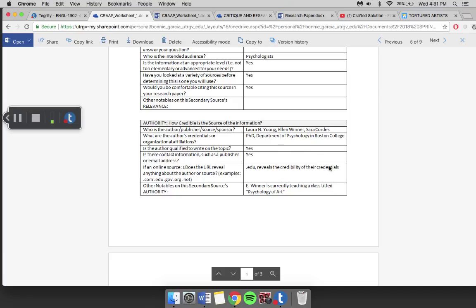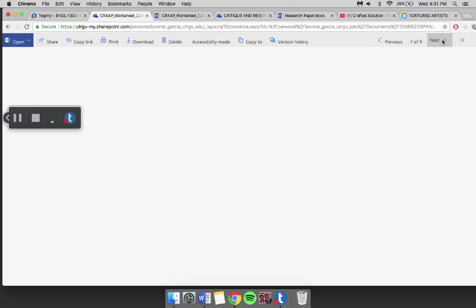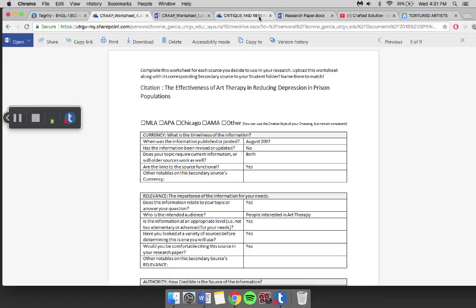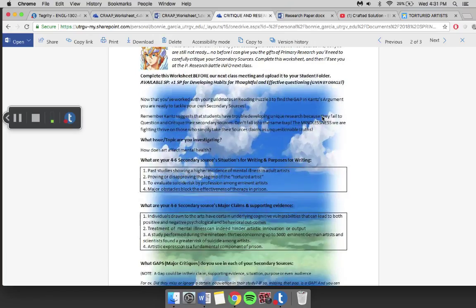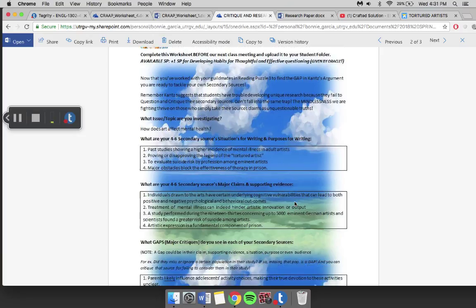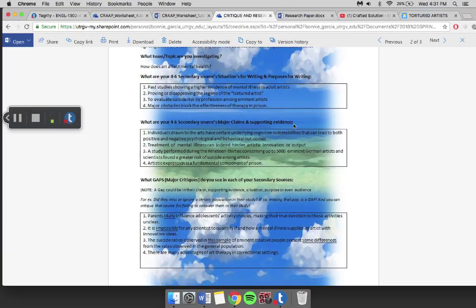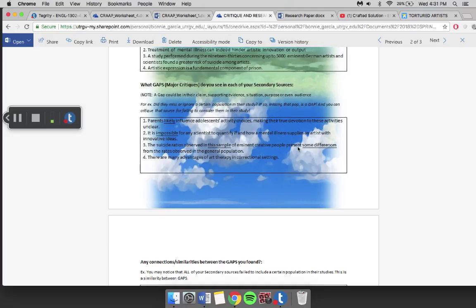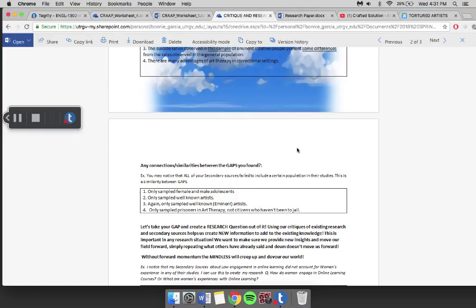After completing the CRAP worksheets, which was one for each article, we completed this worksheet that helped us review and look over what we had found in those secondary sources. With this worksheet, we saw what the writing purposes were for the secondary sources, the claims, and what evidence they were providing to back up those claims, and if we found any gaps in those secondary sources.